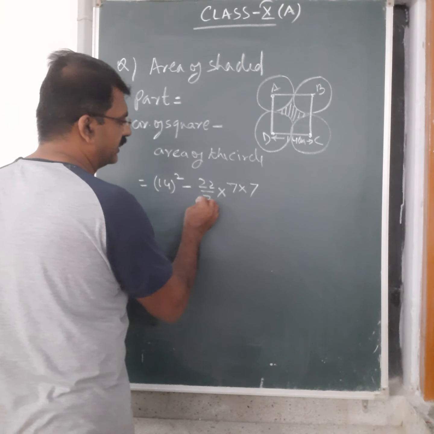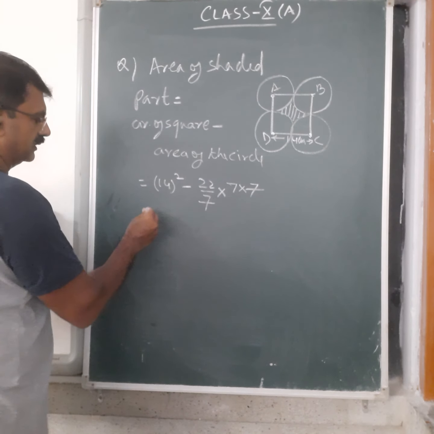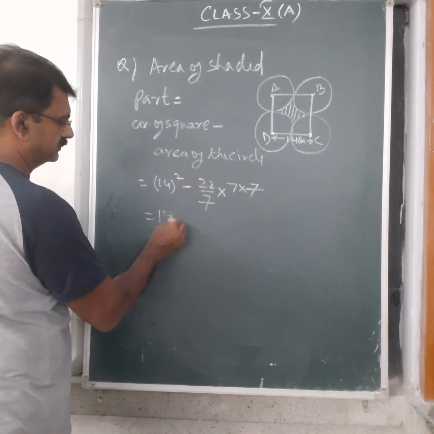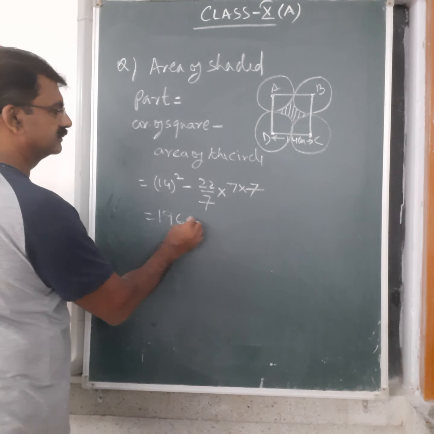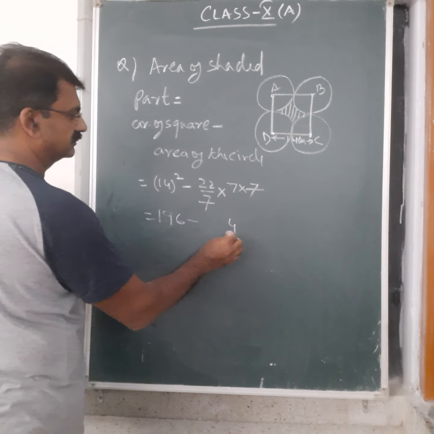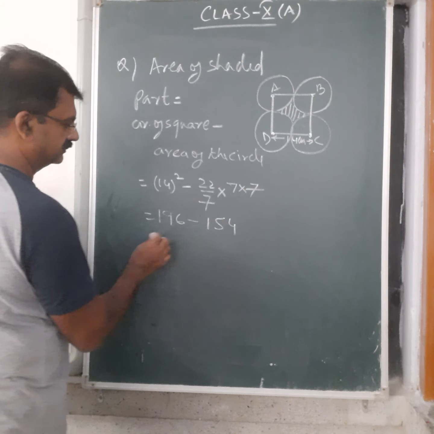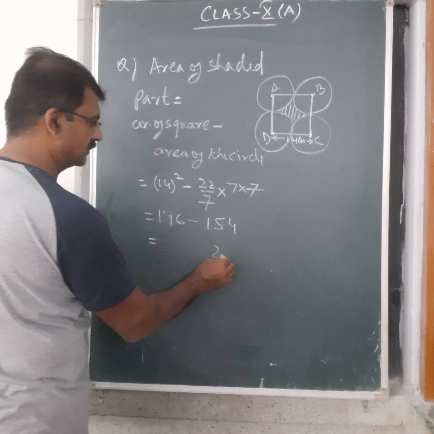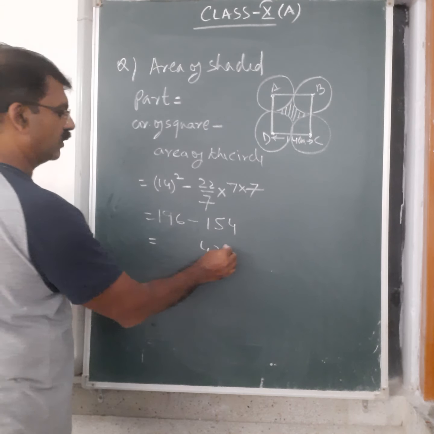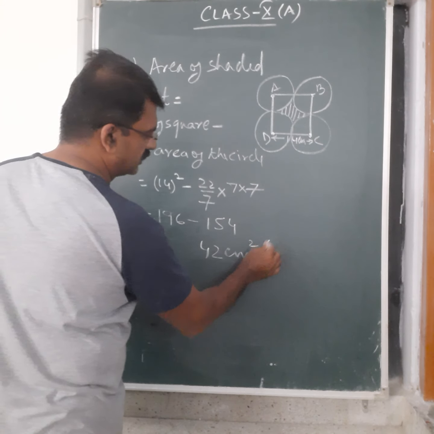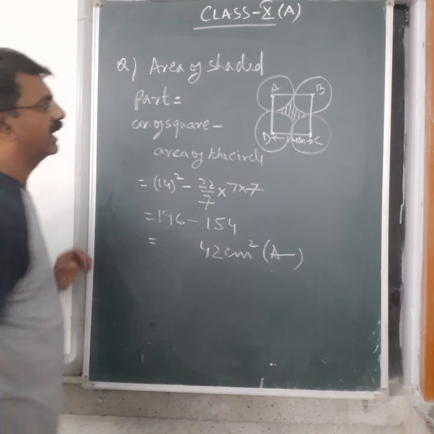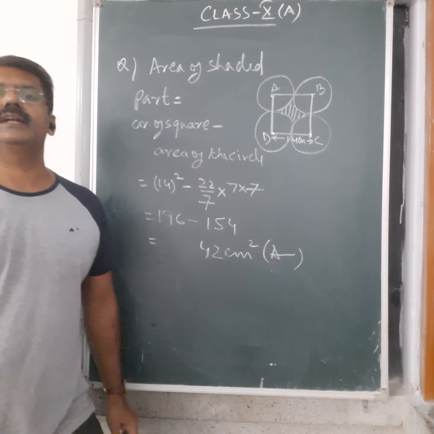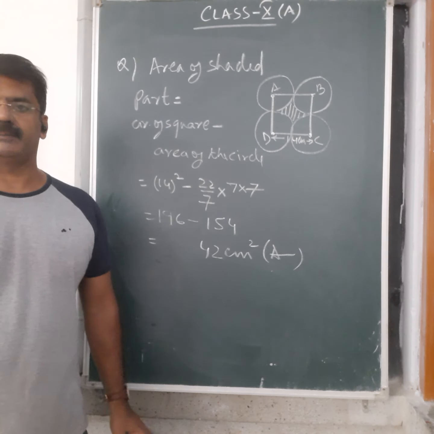Now you see, when I solve it, the area of the shaded part will be 42 centimeter square.